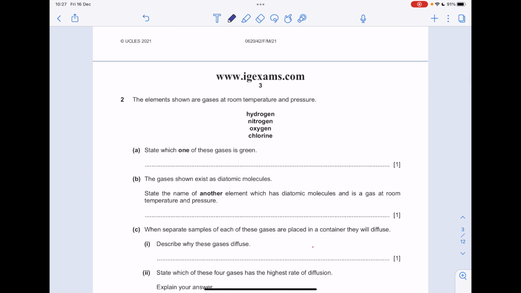The elements shown are gases at room temperature and pressure. State which one of these gases is green. It's the halogen, it's chlorine. It's a green gas at room temperature.